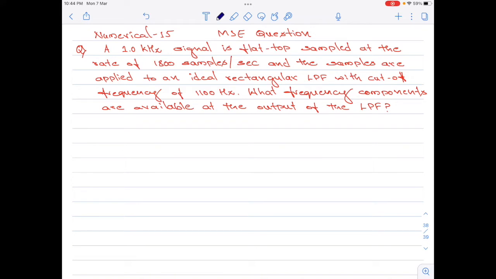Let us start with the solution part. It is given that a 1 kHz signal is flat top sampled. Therefore, the frequency of the signal is represented as Fm equals 1 kHz. Further, we are told the signal is sampled at a rate of 1800 samples per second. Therefore, the sampling frequency is 1.8 kHz.